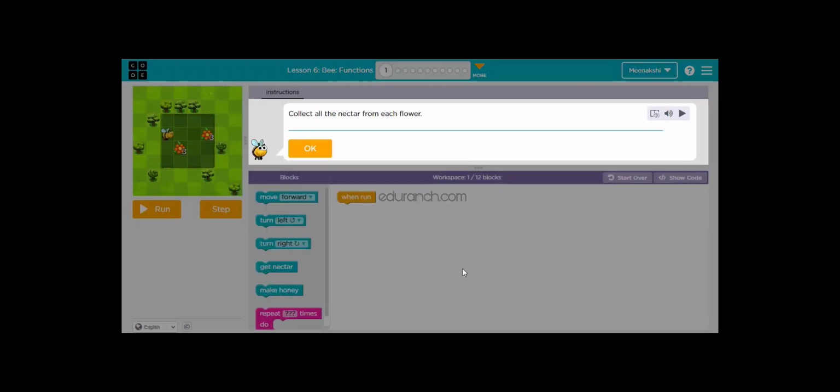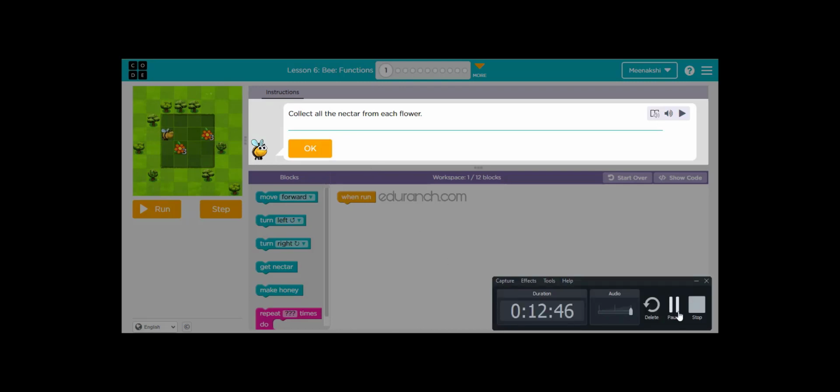Okay, this was the end of the course. Next is lesson 6, and it is again about functions, but with a different character, that is the bee instead of the artist. So stay tuned for the next lesson. Thank you.